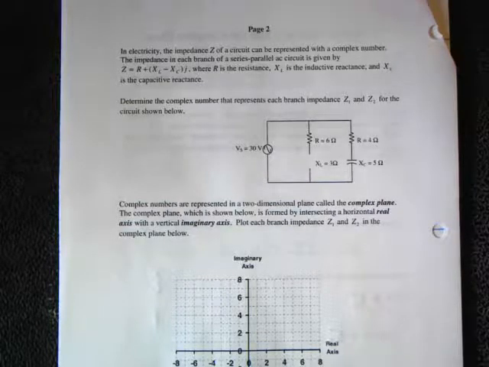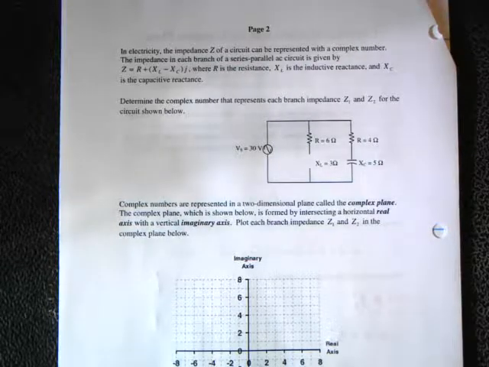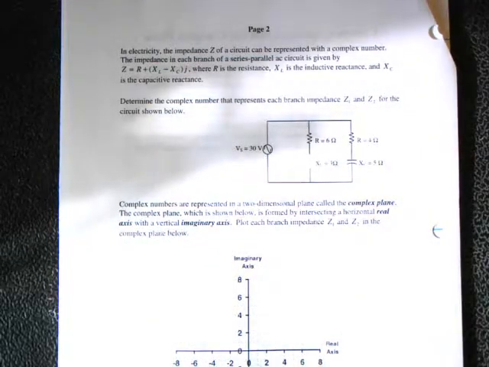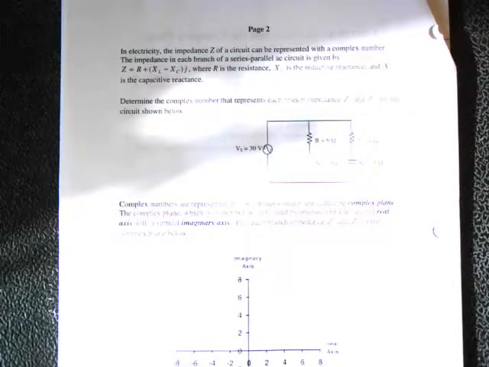It says, in electricity, the impedance Z of a circuit can be represented with a complex number. The impedance in each branch of a series parallel AC circuit is given by Z equals R plus (XL minus XC) times j, where R is the resistance, XL is the inductive reactance, and XC is the capacitive reactance. Determine the complex number that represents each branch of impedance Z1 and Z2 for the circuit below.